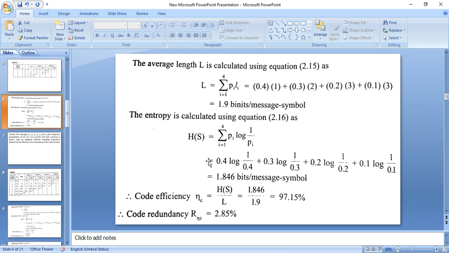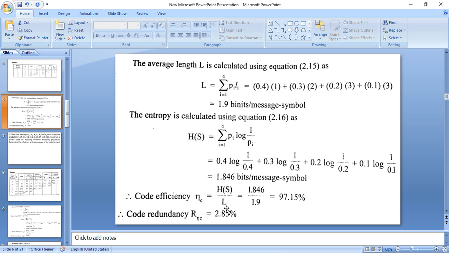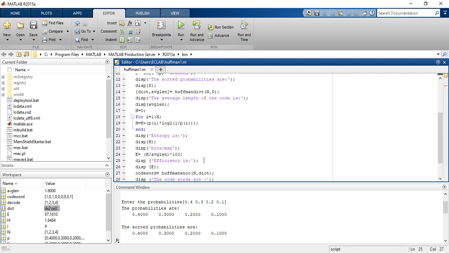And entropy means the average number of bits of information per symbol from the source. So H of S is equal to summation of pi log base 2 of 1 by pi. Initially H is equal to 0, then H plus pi into log base 2 of 1 by pi. So entropy will be calculated, representing the average number of bits of information per symbol from the source. And finally, efficiency will be calculated. Efficiency can be calculated by H of S divided by L, entropy by average length. So it is 97.15 percent for the theoretical calculation.